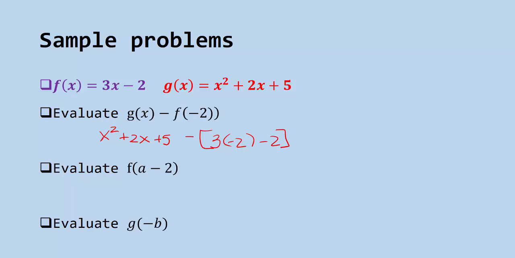And now I go and start simplifying. So this set here is all numbers. So we have 3 times negative 2, which is negative 6. Negative 6 minus 2 is negative 8. So we now have x squared plus 2x plus 5 minus negative 8, so plus 8.